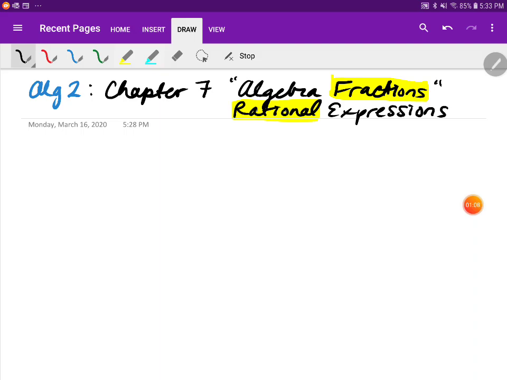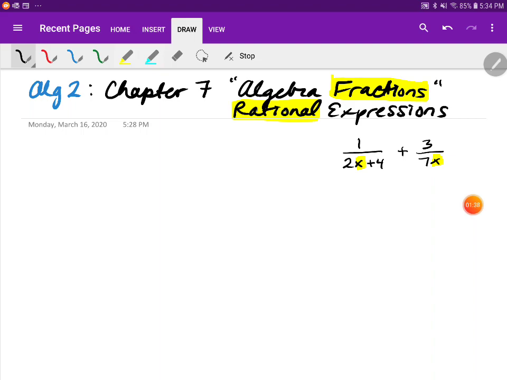So for example, you would have something like 1 over 2 plus 2x plus 4 plus 3 over 7x. You see that you have x's in the denominators, and they look like fractions. You have some x's in the denominators, or even in the numerators. I refer to these as algebra fractions, but they're really called rational expressions.